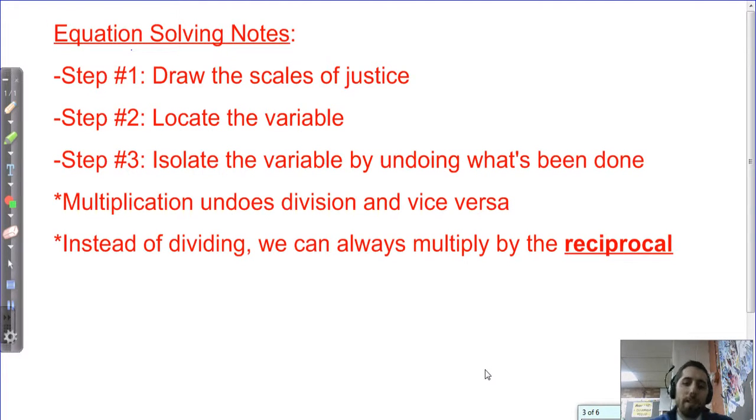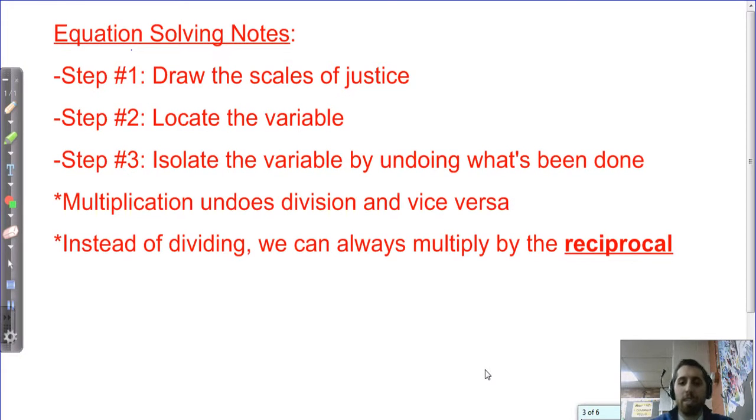I need you to really pay attention to these. The first is that multiplication undoes division and vice versa. So we know that algebra tiles cancel out when we add and subtract, or when we add tiles of opposite signs. But we also know, just from that example and from our experience, that if you multiply by the same number you divided by, you undo that.